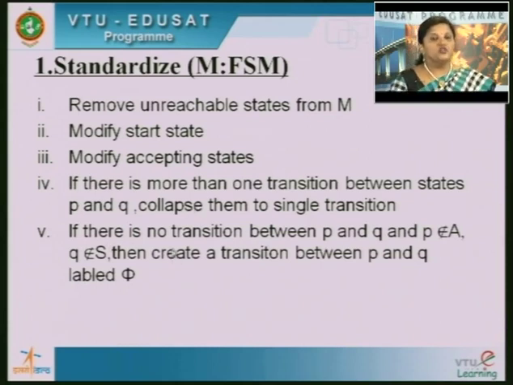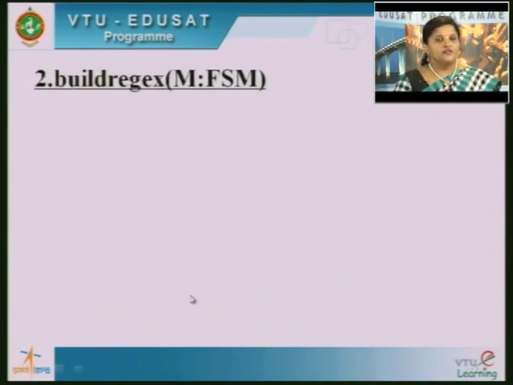And if there is no transition between P and Q, and P does not belong to the accepting states and Q does not belong to the start state, then we create a transition between P and Q labeled phi. Since phi does not harm the language it accepts, whenever a transition is not there, you can write phi. So those are the standardize steps.